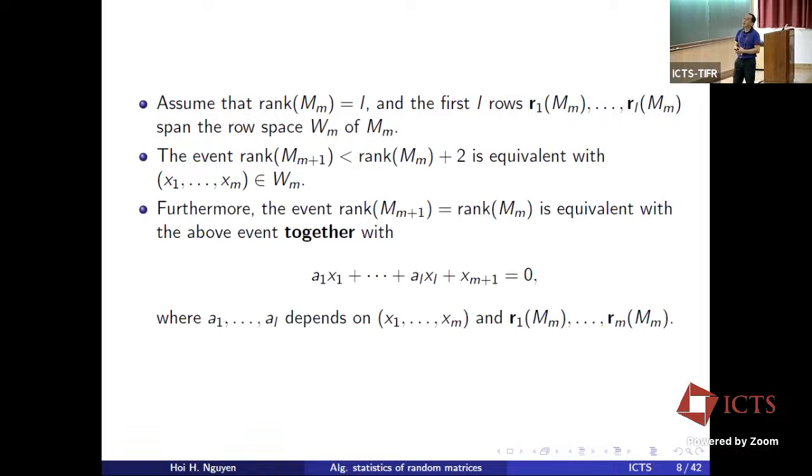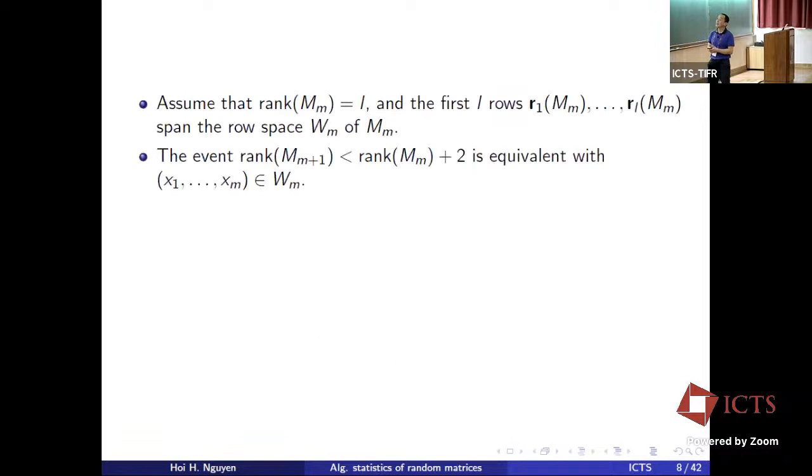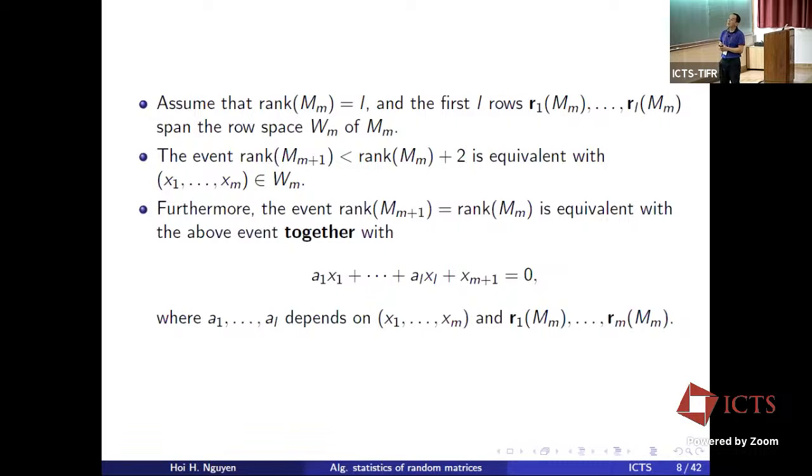So let's see. The rank stays means that not only does this belong to the row space of this, but when we expose one last entry here, the extended row here also belongs to the extended rows here. If it can, then you get one more equation, namely that x_{m+1} equals some linear combination of the entries here. The coefficients are determined by how this row depends on the previous ones. So that is the equation we have here: besides these conditions, we also have these conditions. And here we condition on this, the randomness on this.